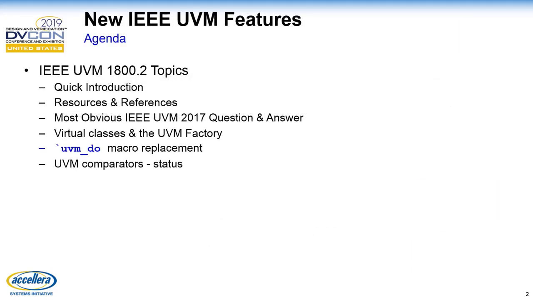So when it comes to IEEE UVM, the topics that we'll cover in this portion will be just a quick introduction. Then we'll talk about some resources and references that are available to you, some very good resources. We'll talk about the most obvious question related to IEEE UVM. And then we'll talk about virtual classes and the UVM factory. We'll talk about UVM do macro replacement and UVM comparators and status.